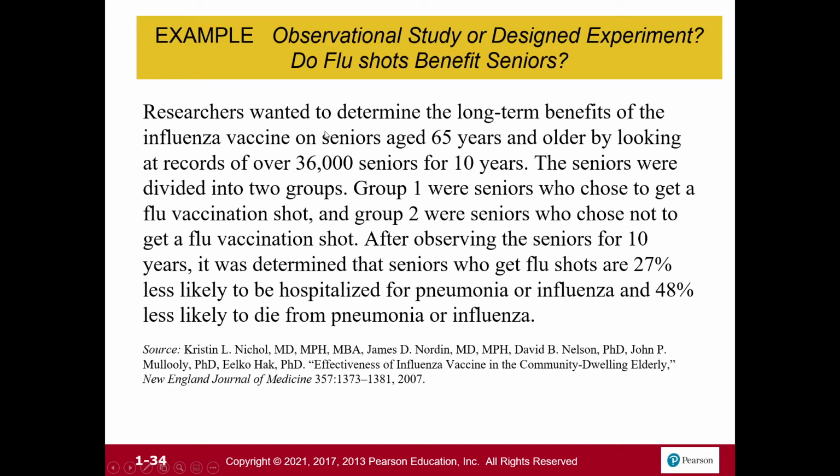Researchers wanted to determine the long-term benefits of the influenza vaccine on seniors aged 65 years or older by looking at records of over 36,000 seniors for 10 years. The seniors were divided into two groups. Group 1 were seniors who chose to get a flu vaccine shot, and Group 2 were seniors who chose not to get a flu shot. After observing the seniors for 10 years, it was determined that seniors who got the flu shots are 27% less likely to be hospitalized for pneumonia or the flu, and 48% less likely to die from the pneumonia or flu.